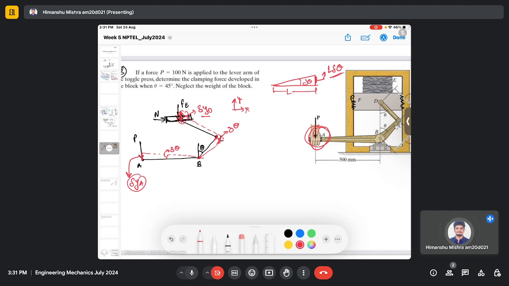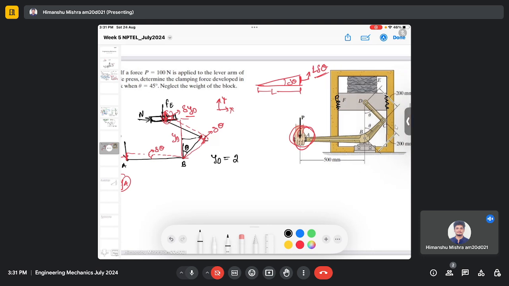Right? So you can see this distance is yd. So I can write yd as, and this distance is 0.2 meter, right? So I can write yd as 2 multiplied by 0.2 cos theta, right?